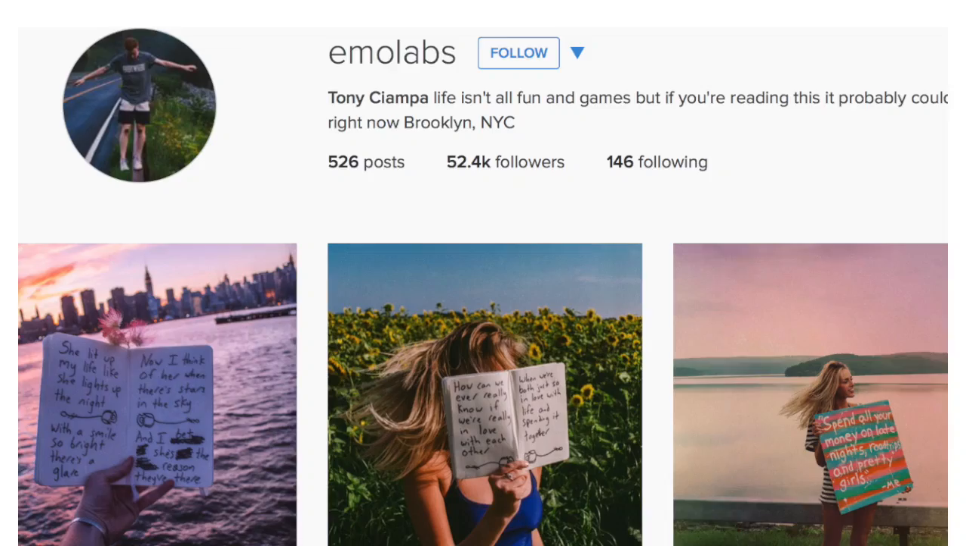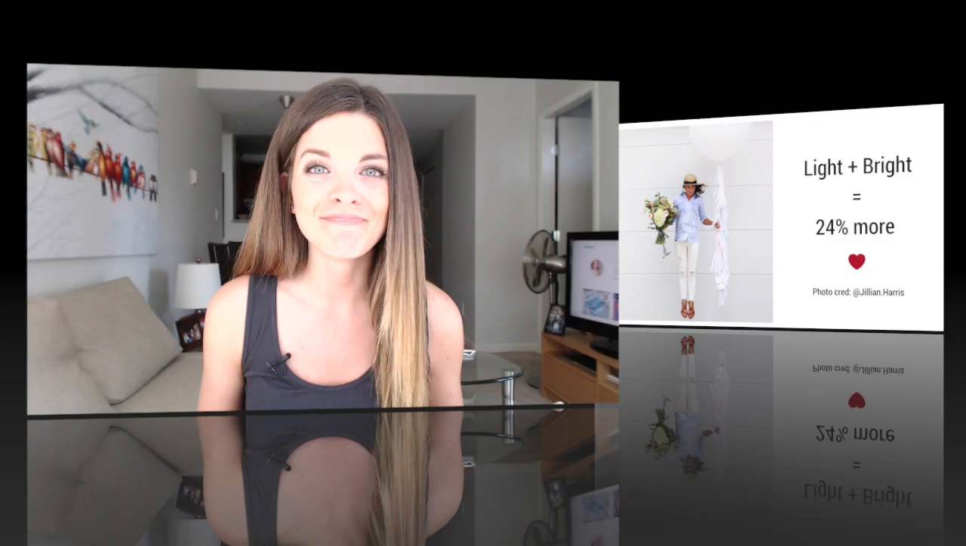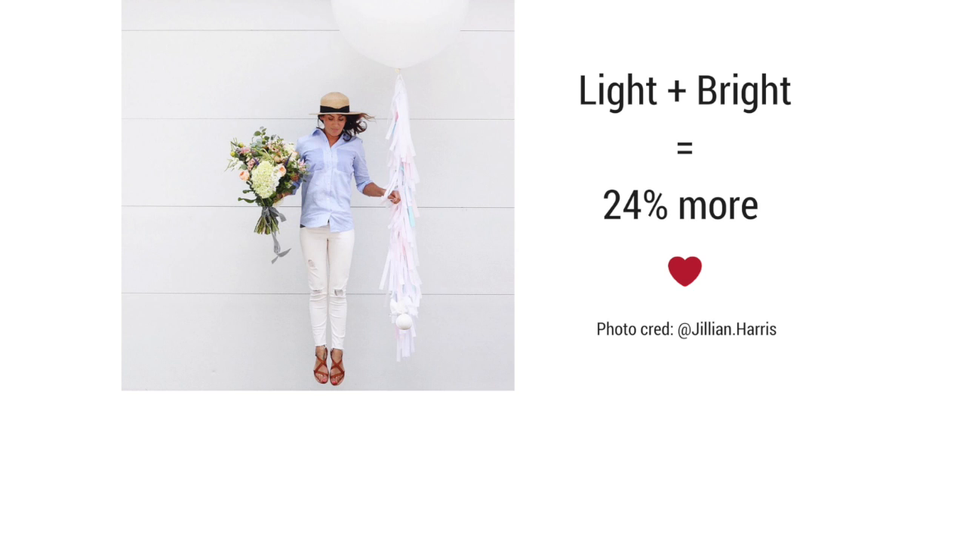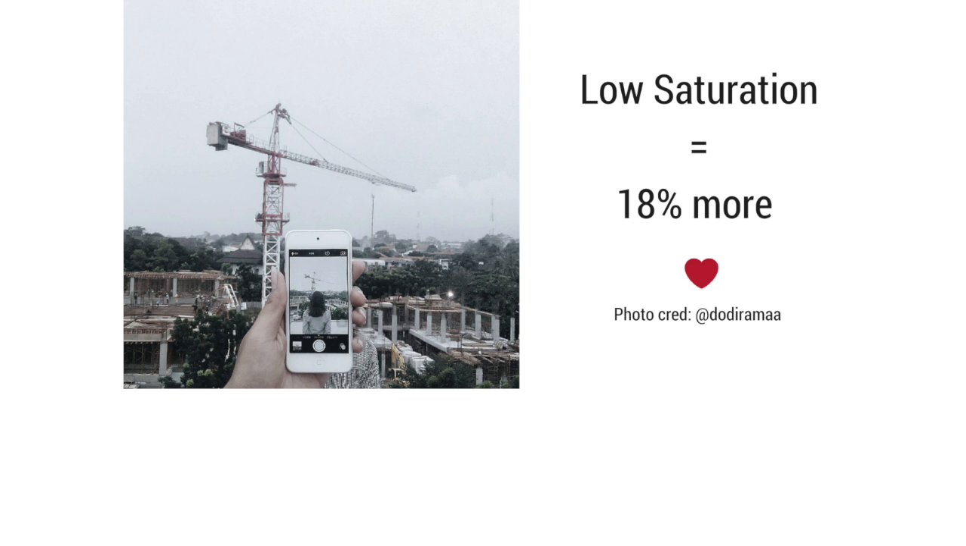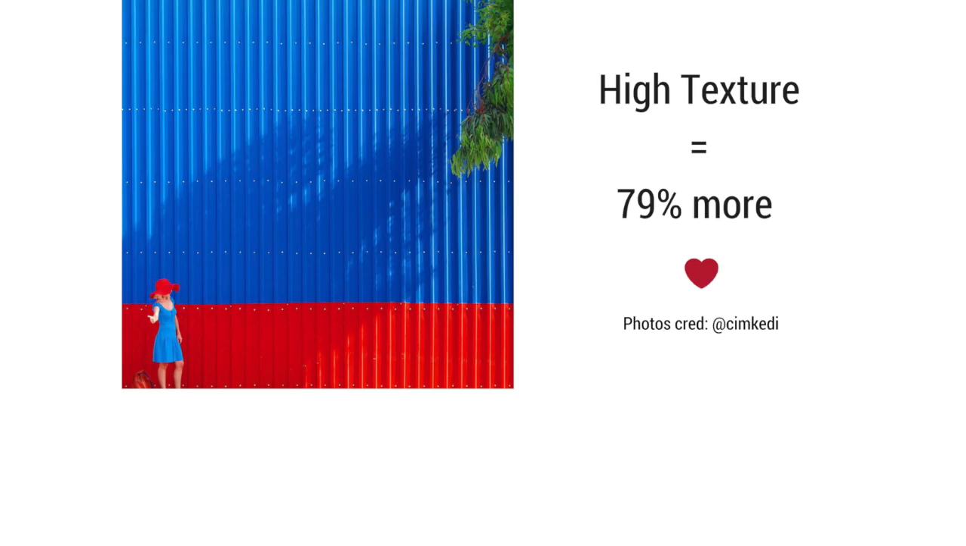Having a consistent look and feel to your Instagram photos does increase engagement because it helps you stand out amongst a cluttered feed, but also because it's just plain facts. In a study of over 8 million Instagram images, a few findings were that light and bright images got 24% more likes, images with low saturation got 18% more likes, and images with high levels of texture got 79% more likes. I'll put a link to that full study below.